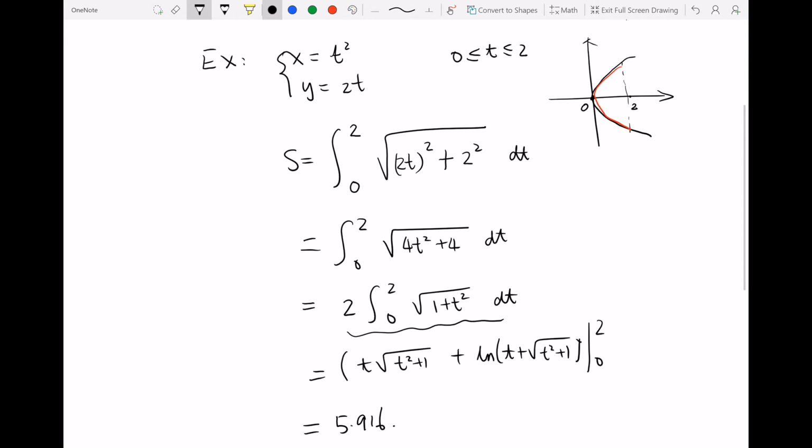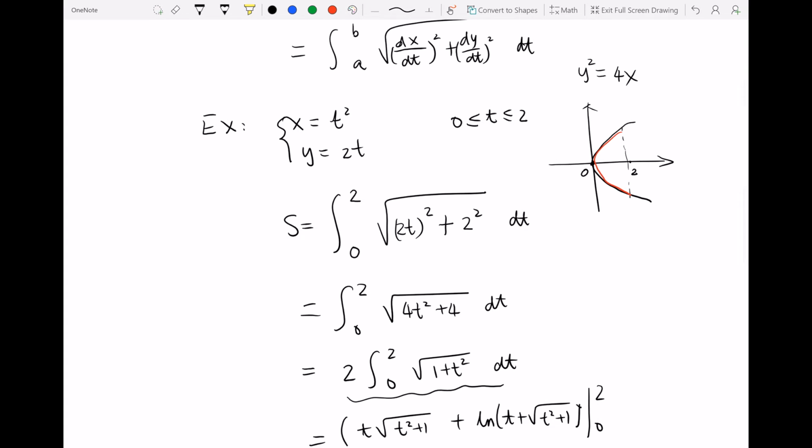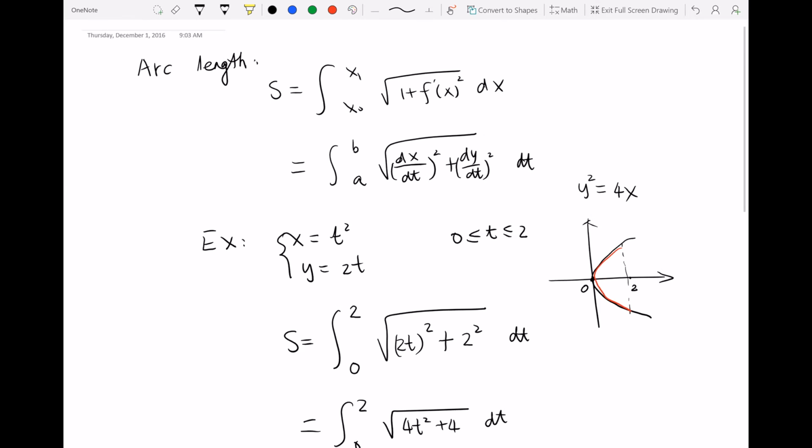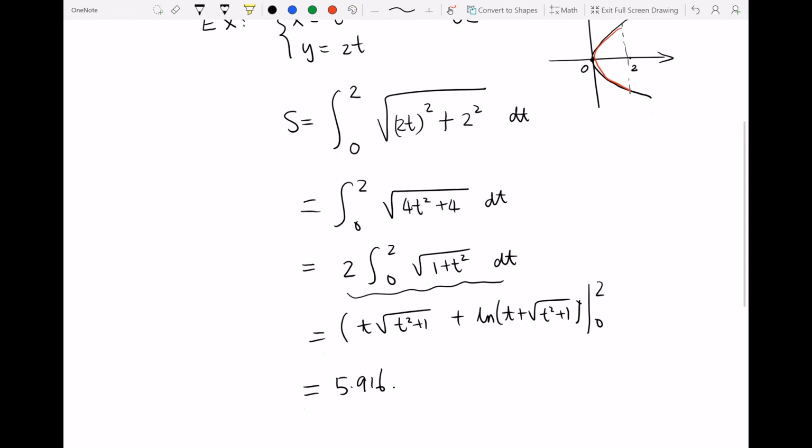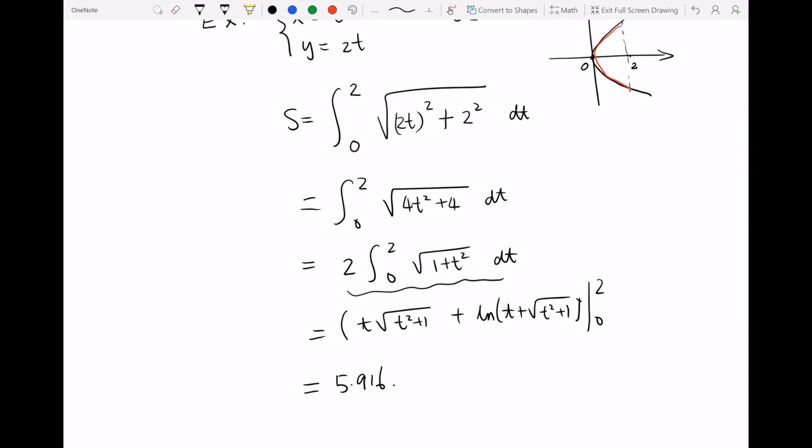So that's another example, just a review of the previous work, arc length. You can see, taking the derivatives of dx over dt and dy over dt both give you very simple forms. You don't have to worry about a long form of that. Especially yesterday, I gave you a very good example about finding the length of the circle, right?